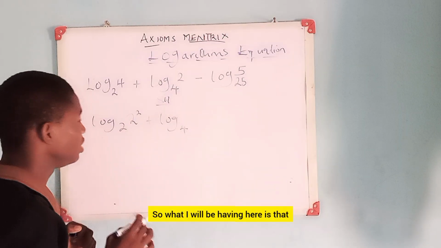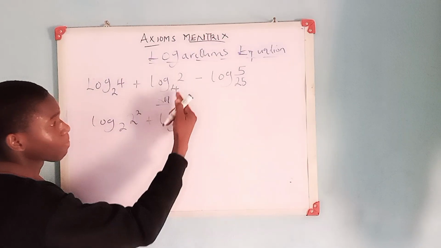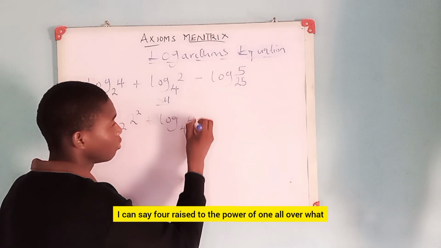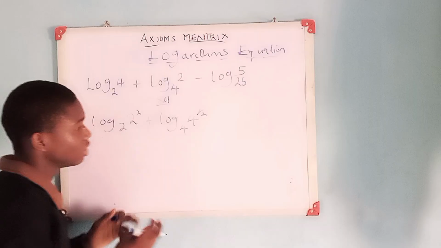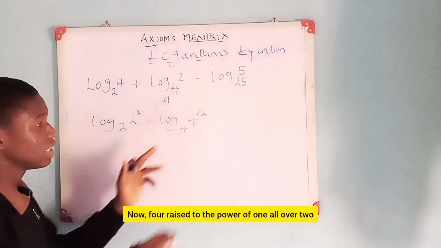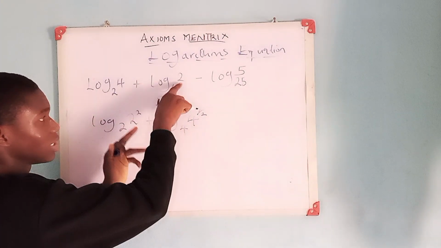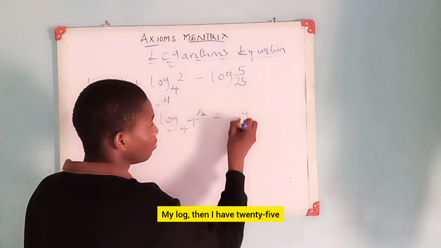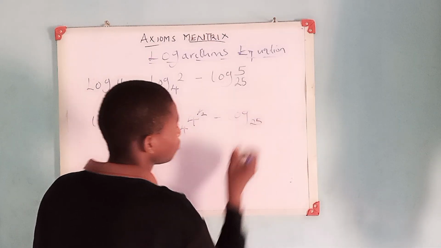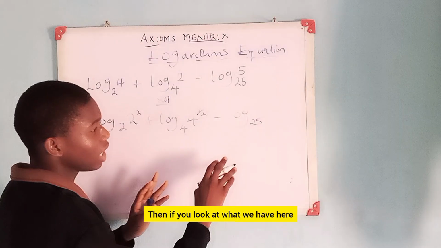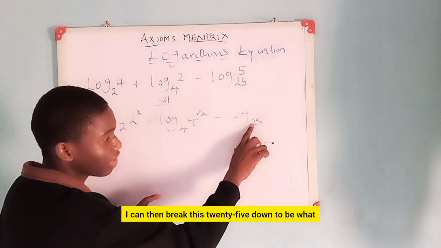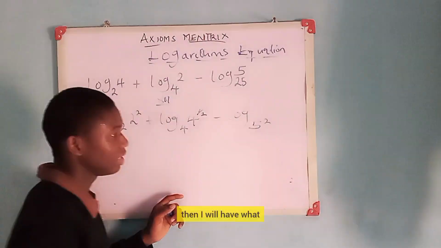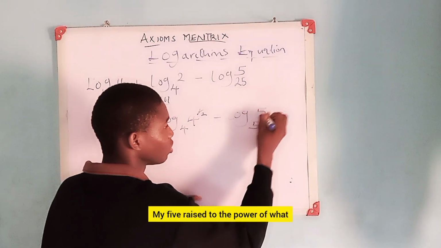So what I will be having here is that if you look at this place, this 4 is here. I can say 4 raised to the power of 1 over 2. Now 4 raised to the power of 1 over 2, that's the square root of 4, which is still the same thing as these two, right? So now I will have log 25. Then if you look at what we have here, I can break this 25 down to be 5 raised to the power of 2. Then I will have 5 raised to the power of 1.